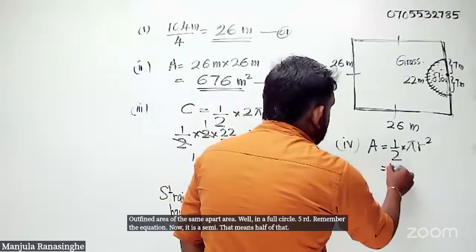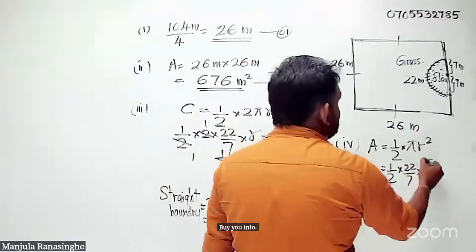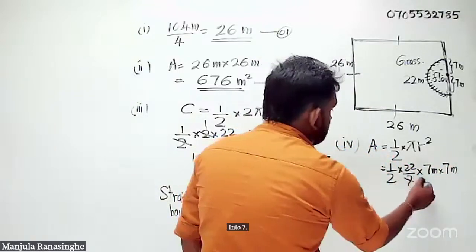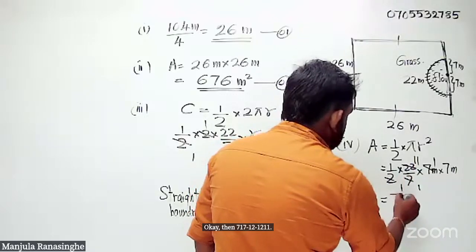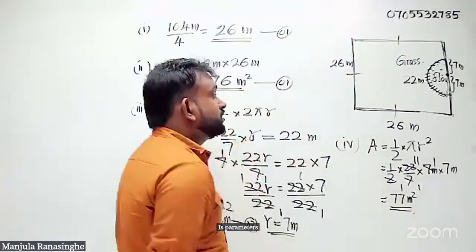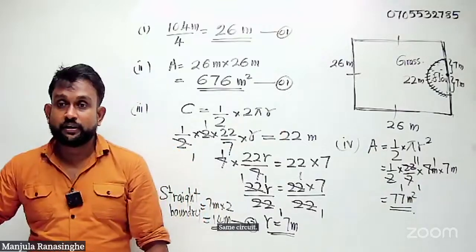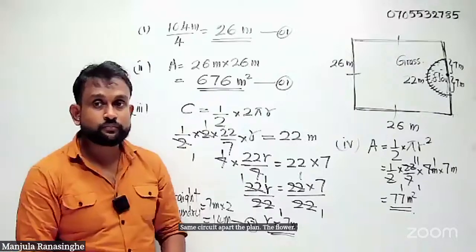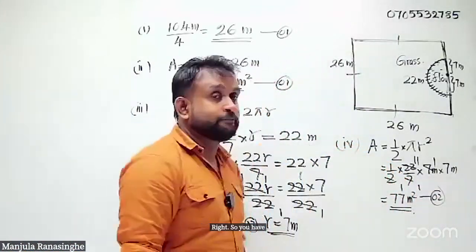Now it is a semicircle, that means half of that. Then area equals half into π into R squared, which is half into 22/7 into 7 into 7. Then 7 ones are 7, 2 ones are 2, 11, and 11 into 7 is 77 square meters. That is the area of the semicircular part, the land where flowers are planted. So you have 2 marks for that area.